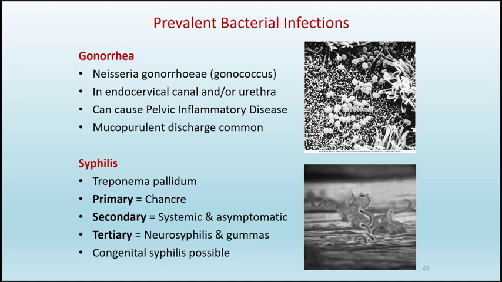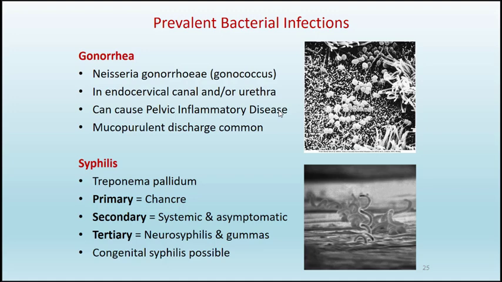So we'll start with the three most common bacterial infections, being gonorrhea, syphilis, and then chlamydia will have a slide of its own. Gonorrhea is caused by the bacteria Neisseria gonorrhea, gonococcus, and it occurs in the endocervical canal and/or the urethra. What's interesting about this condition, and we'll talk about this in more detail shortly, is pelvic inflammatory disease. The bacteria can ascend upwards in women and cause pelvic inflammatory disease.